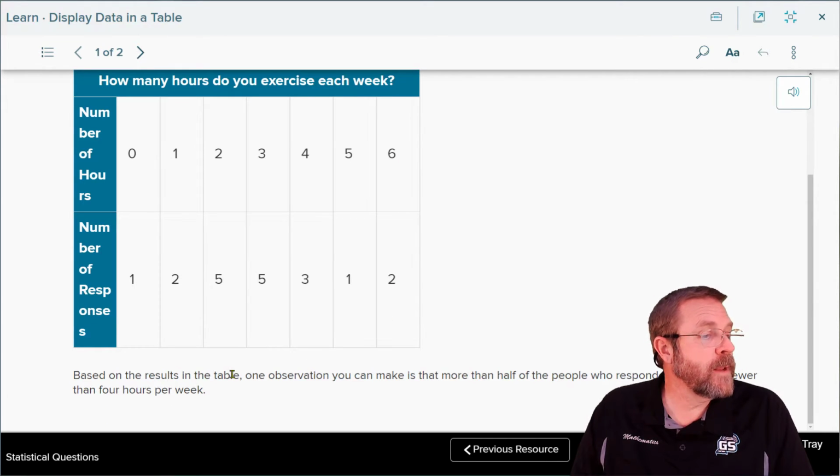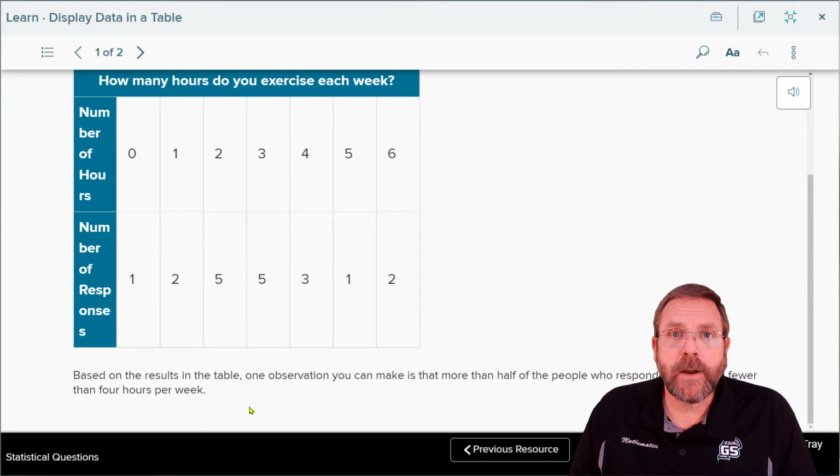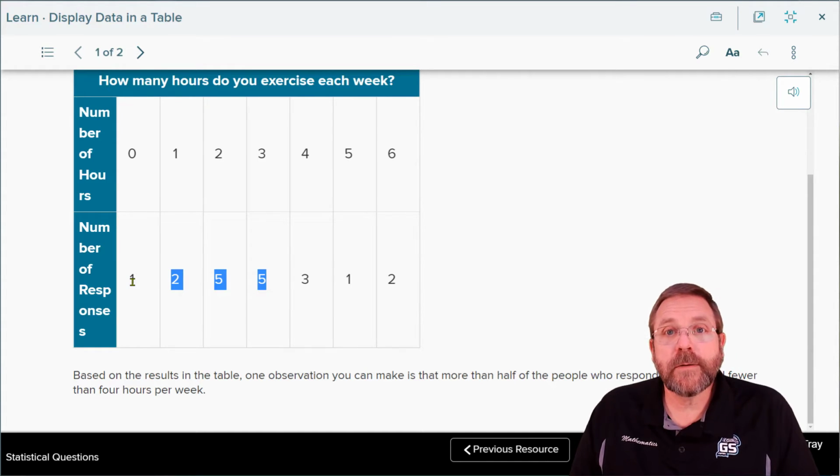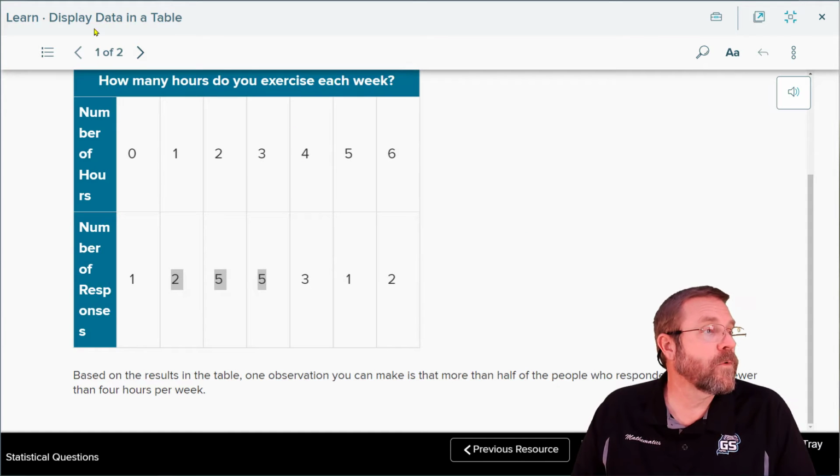Based on the results in the table, one observation you can make is that more than half the people who responded exercised fewer than 4 hours a week. How do you get that information? Well, how many people responded? We got 1 plus 2 is 3, that's going to give us 13, 16, 17, 18, 19. So 19 people responded. And if you took the halfway mark, which is the 4 hour mark, so we're looking at these groups right here, that's going to give me 10, 13. So 13 is more than half of 19. So we could say that more than half of the people did indeed exercise fewer than 4 hours a week.